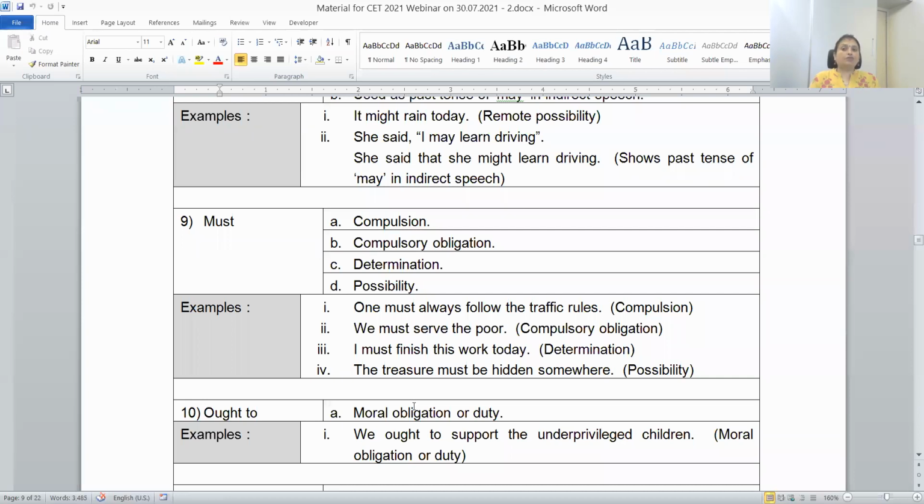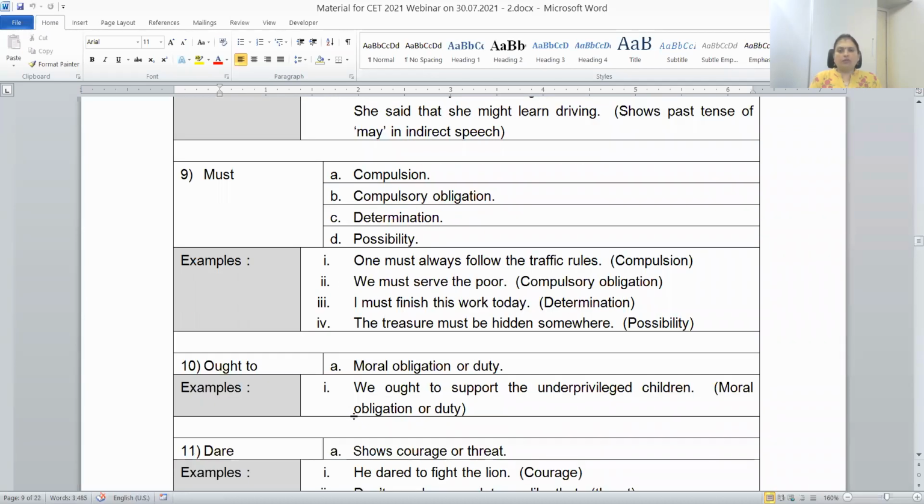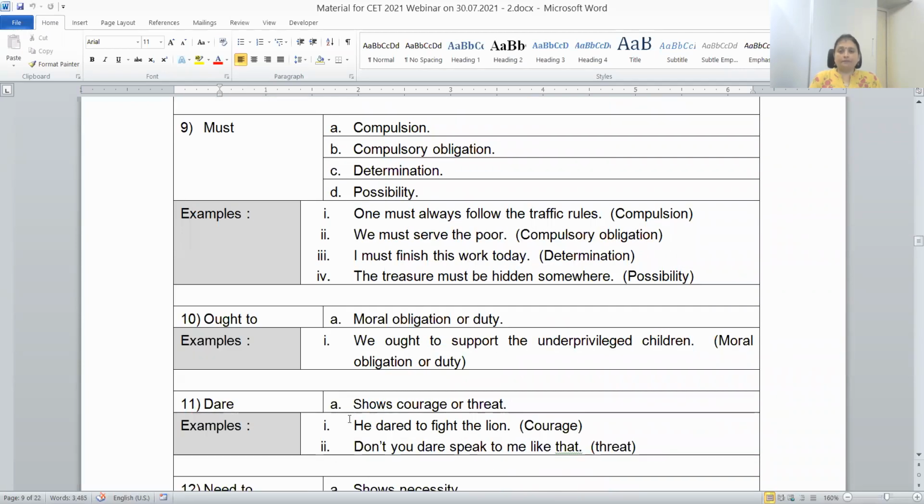We must serve the poor. Now children, just see. When I tell you we should serve the poor, then should will show you moral obligation. But if I give you a sentence like we must serve the poor, children, must stands for compulsion. And because the act is of serving the poor people, it will become your duty. And hence here must is performing the function of compulsory obligation. I must finish this work today. Determination. I must, at any cost, finish this work today. And last, the treasure must be hidden somewhere. You don't know, but there is a possibility that the treasure must be hidden somewhere.